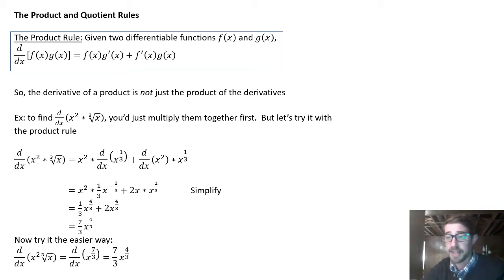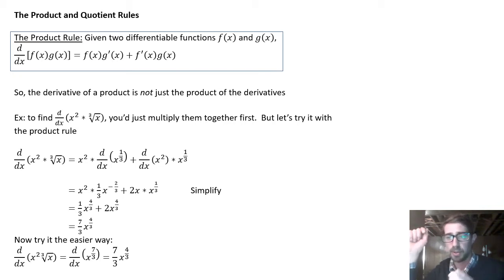So this, again, this is the way I would prefer you to do it. Don't do it the first way. That's just an example. If you see something like this, do it this way. Don't use the product rule unless you have to. So x squared times x to the 1/3 is x to the 7/3, because 2 plus 1/3 is 7/3. So before you do the derivative, simplify what's inside. And that's a good general rule.